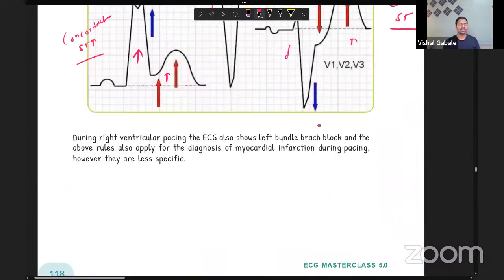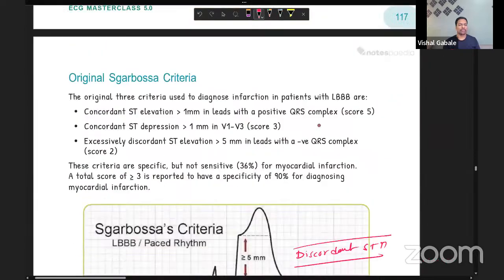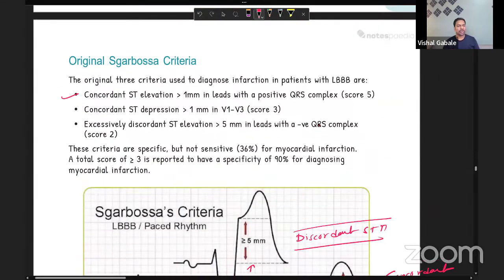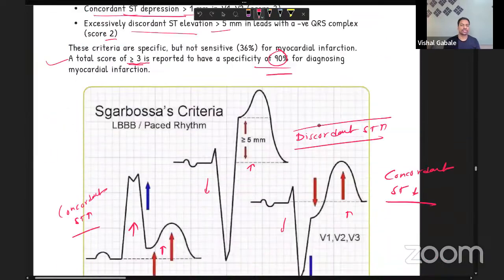And whenever you apply the Sgarbossa criteria, according to the modified guidelines, ST concordant elevation more than 1 mm scores 5. So this was the original criteria, the original 3 criteria. ST depression more than 1 mm, it is concordant, score is 3. Excessively discordant ST elevation more than 5 mm, score is 2. And if the total score, according to the new guidelines also, is more than 3, it has high specificity, almost 90%, for myocardial infarction.